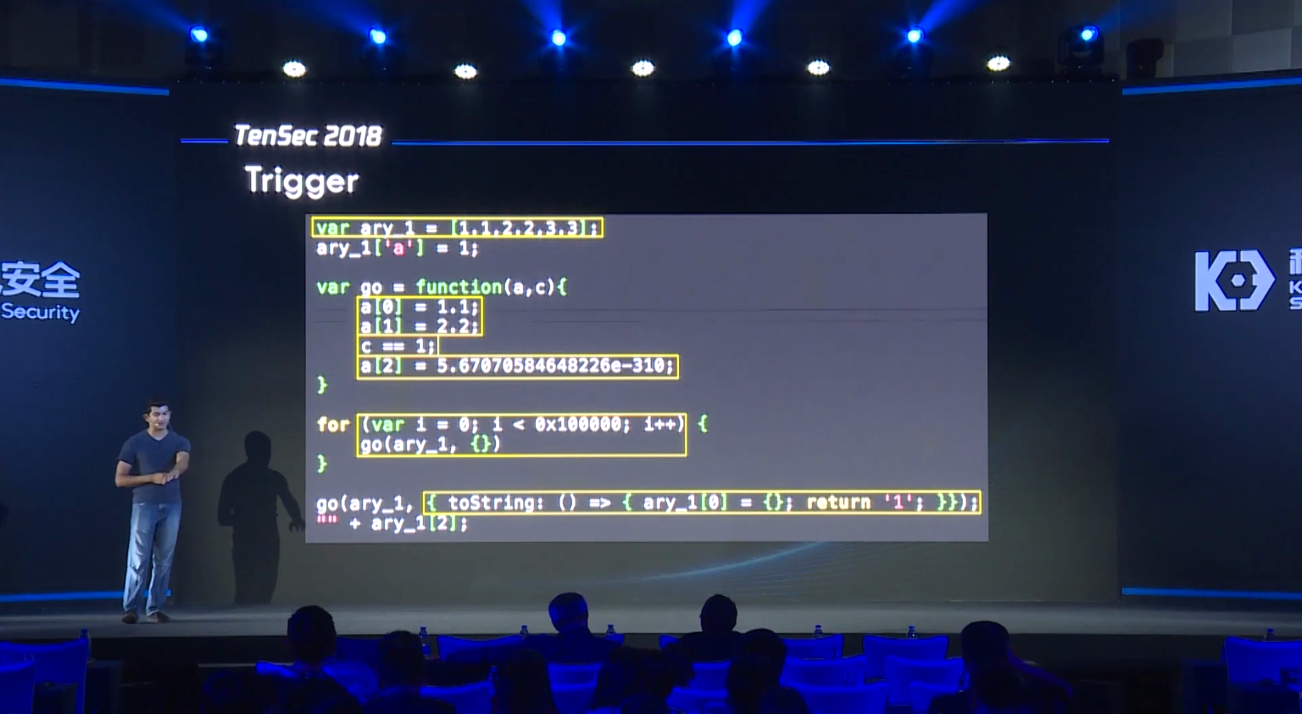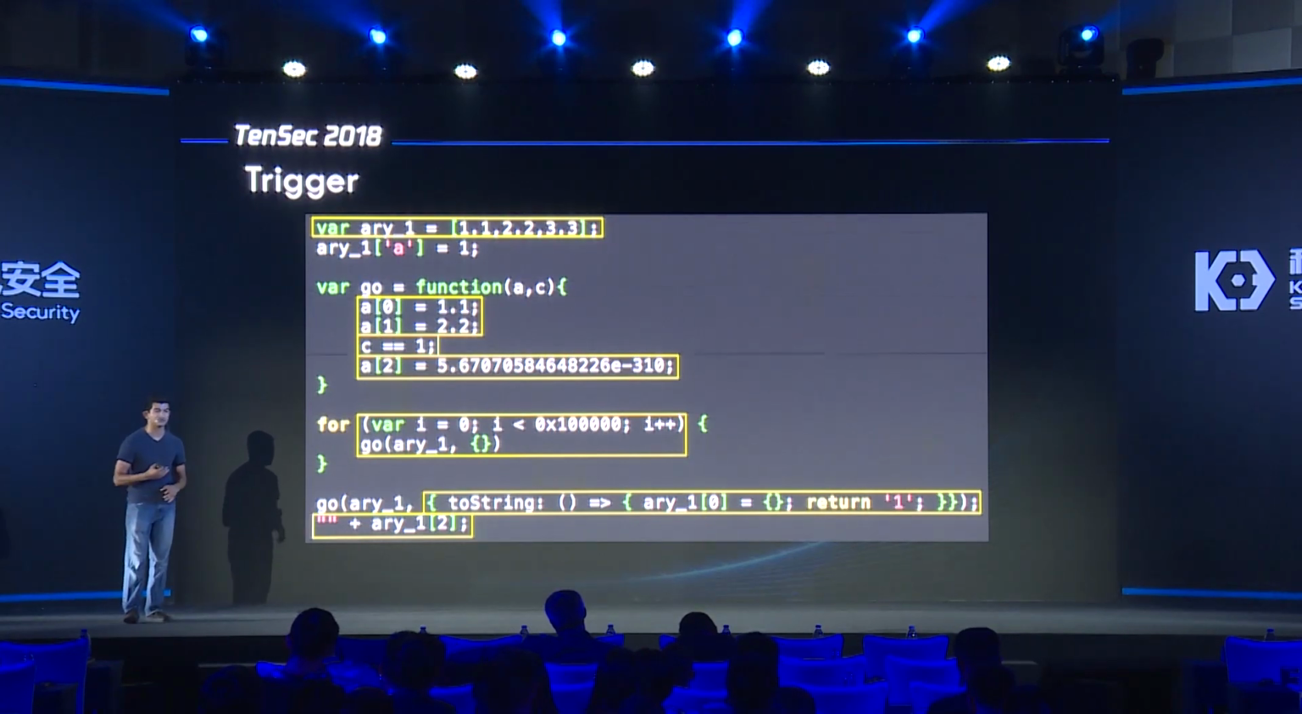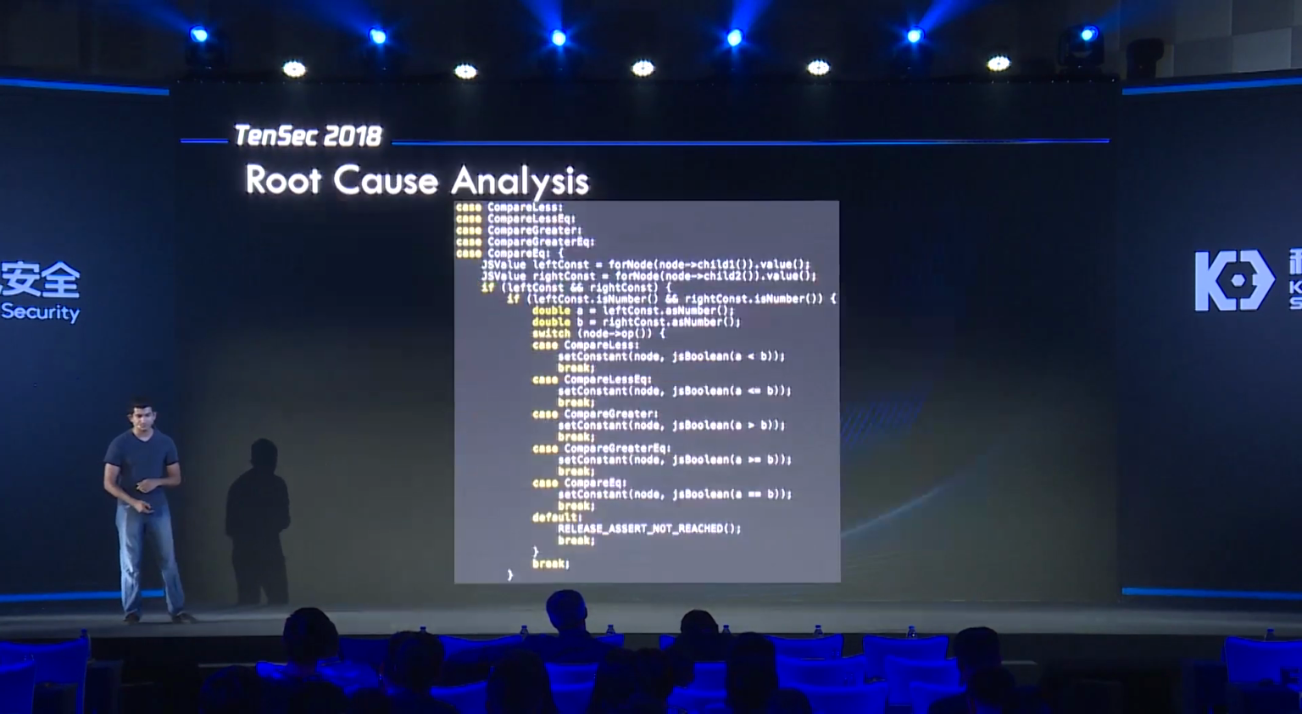But that last write at array at index 2, that's going to write just that floating point value, such that when we then do this string plus array 1 at the second index, it's going to crash, and it's going to dereference the value of our choosing.